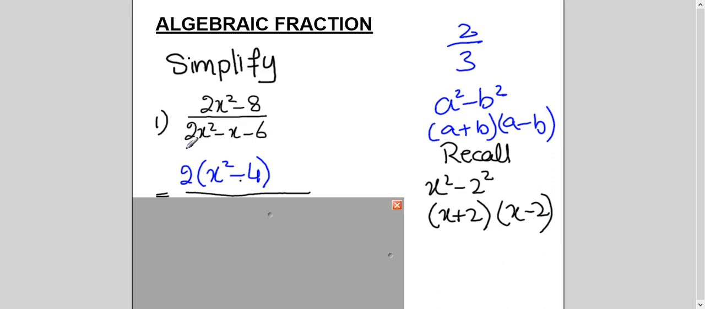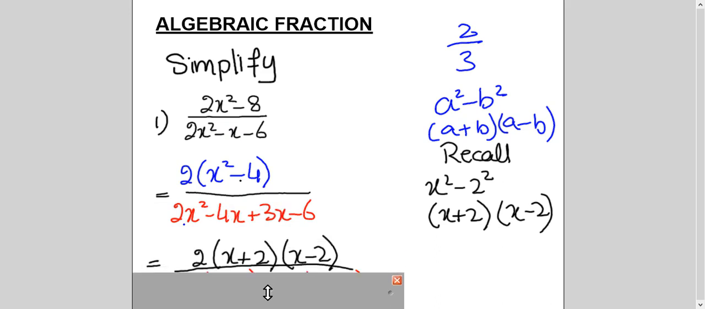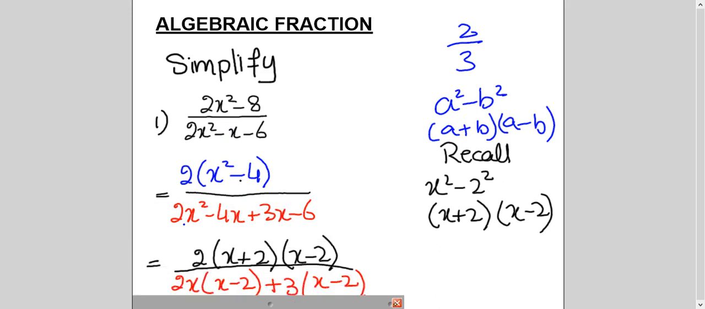Whereas here you will apply the concept of middle term breakup, which I have explained to you in video number 2. So please watch it. So I have split minus x into minus 4x plus 3x, and then I'm factorizing it, right? So when I'm factorizing, I'm taking common from here.